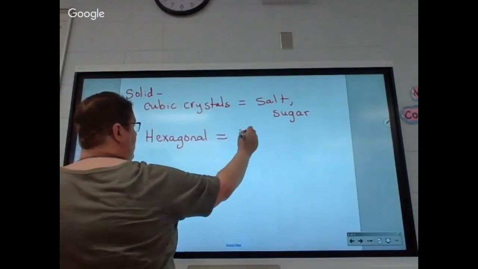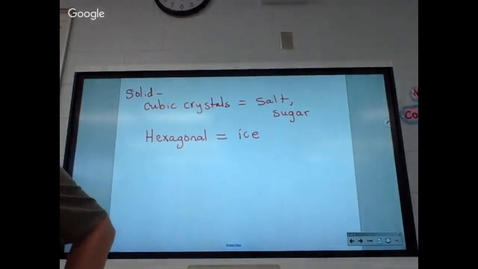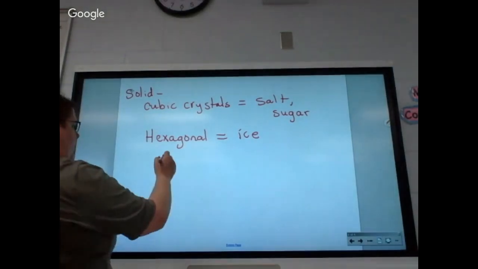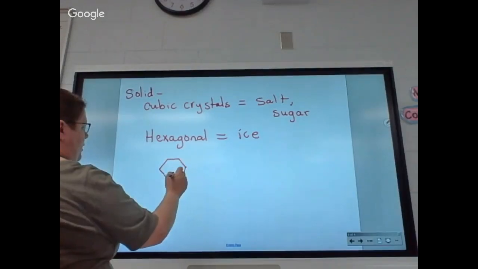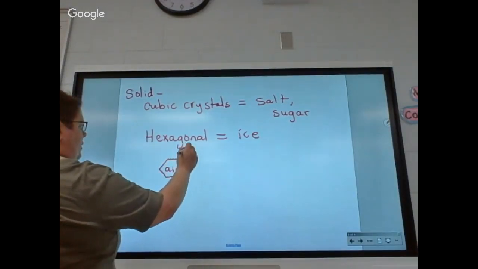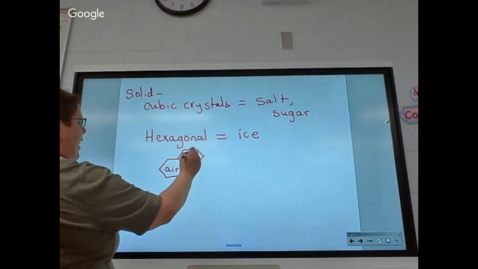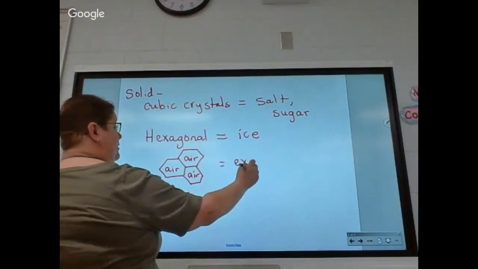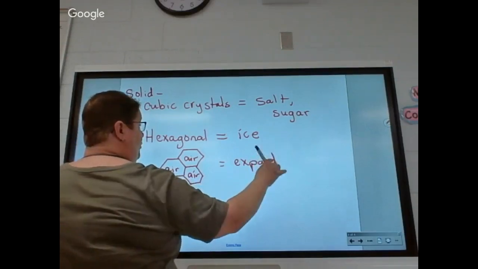Hexagonal is ice. How many of you have put anything in the freezer and it's either cracked the container it's been in, broke the cap, caused it to leak the next day? You can put a soda in the freezer. Same thing. All right, when you freeze water, water freezes in this pattern and it traps air in the center. Because air gets trapped in the center of the crystal, it causes the ice, or the water when it becomes ice, to expand.